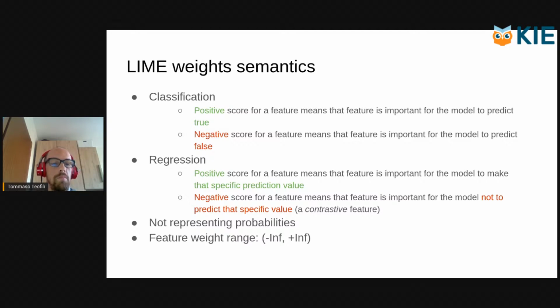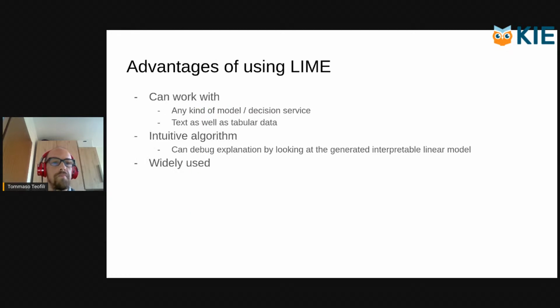The feature weights do not represent probabilities, at least in Lime, whereas in other explainability techniques they do. And the feature weight range is basically infinite. So it's not 0, 1 or -1, 1. The advantages of using Lime is that it can work with any kind of model, as we said. It works with text as well as tabular data. The algorithm is quite intuitive. You can debug the explanation by looking at the generated interpretable linear model, like we did by looking at those red crosses and blue bubbles, and it's widely used.